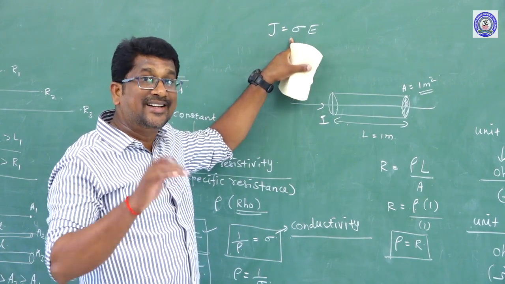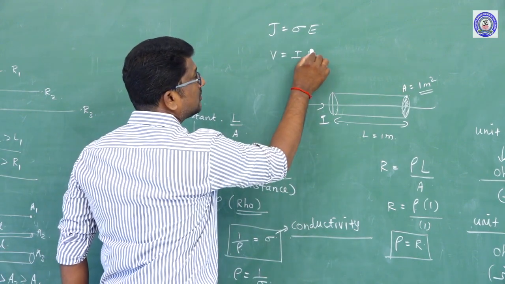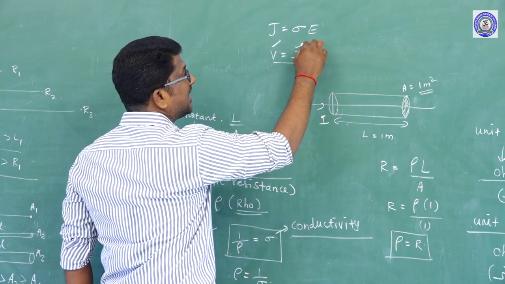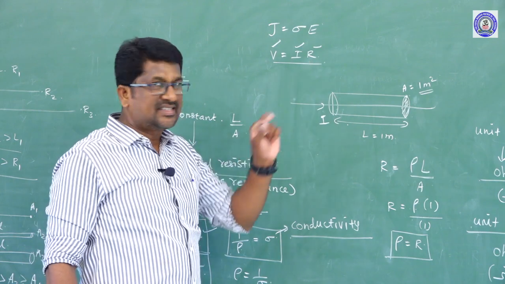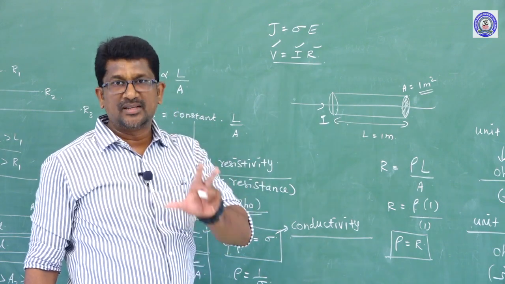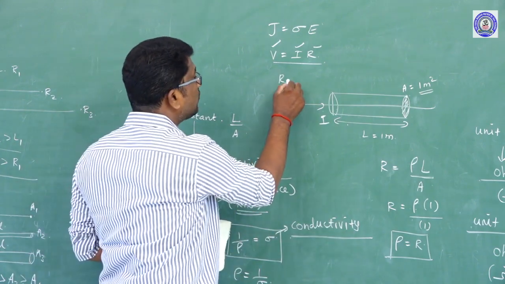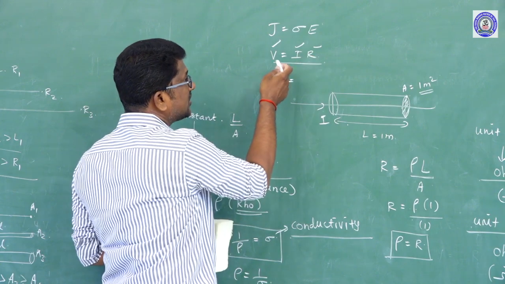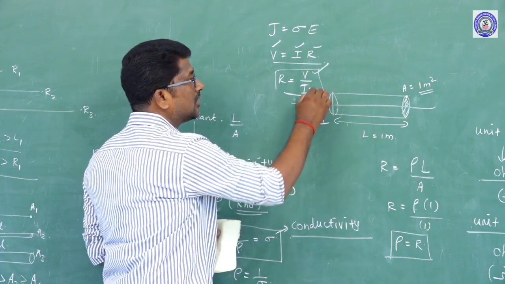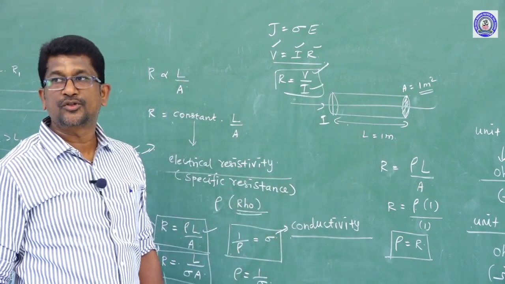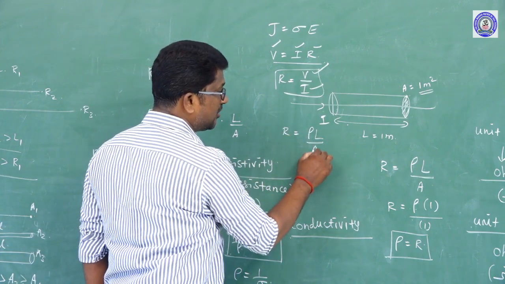This equation is called the microscopic form of Ohm's law. From this equation, we can derive the macroscopic form of Ohm's law, that is V is equal to IR. Already we derived. V is potential difference, I is electric current and R is resistance of the conductor. What is the resistance of the conductor? Generally, opposition offered by the material to the current is known as resistance, but it is defined as the ratio, from V is equal to IR, R is equal to V divided by I. The ratio of potential difference between the two ends of the conductor to the current flowing through the conductor. Another expression for resistance is R equal to rho L divided by A.